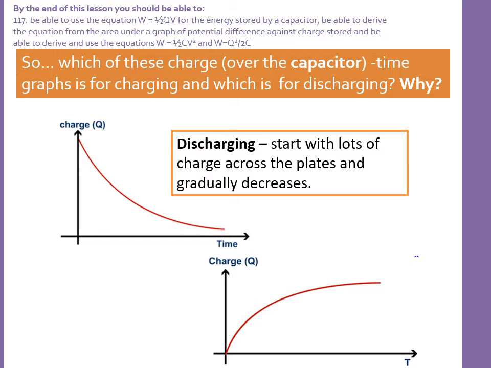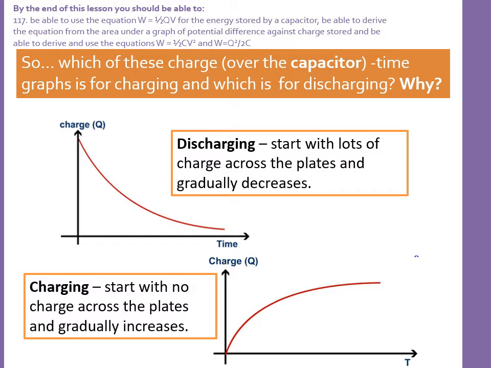So this is for discharging because in discharging the charges on the plate flow through the circuit. So during discharging, it starts with a lot of charge across the plates and gradually decreases. But in the situation of charging, when there is an uncharged capacitor, there is no potential difference across the battery. So during charging, the plates start with no charge and the charge gradually increases across the plates. So we will get an increasing graph during charging and we will get a decreasing graph during the discharging circuit.